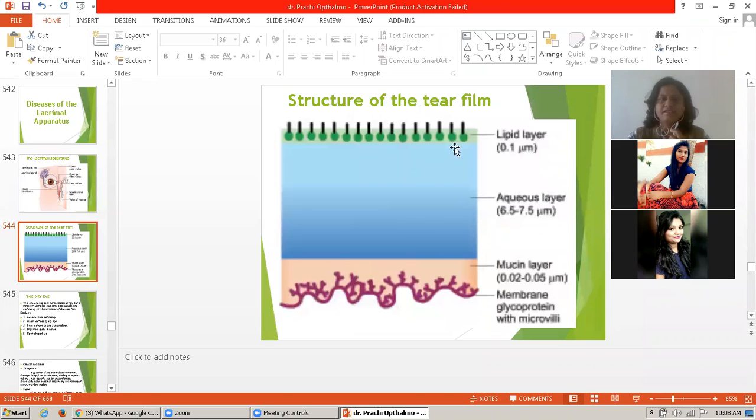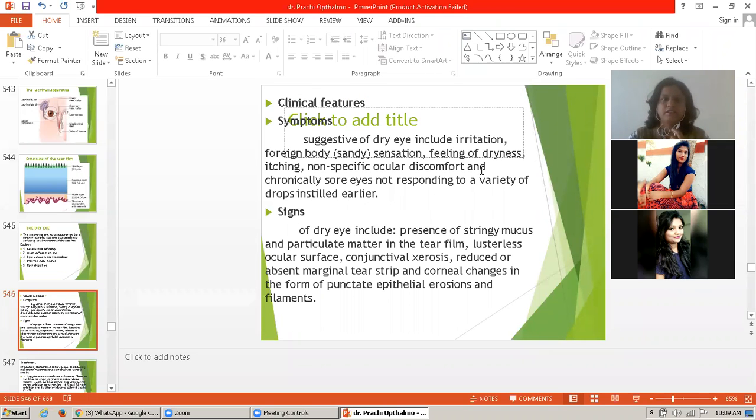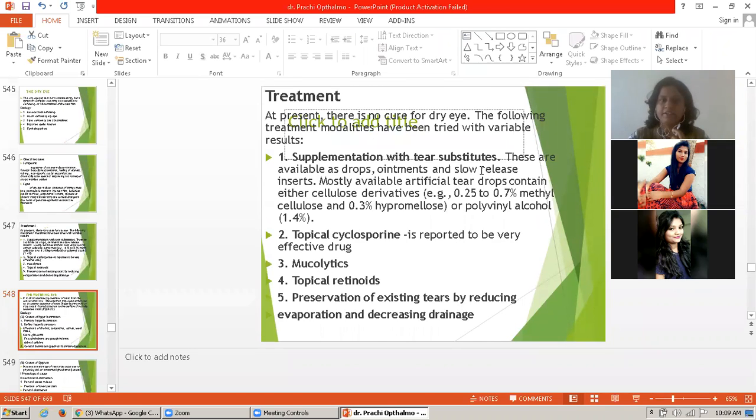So this is the structure of the tear film, that is a lipid layer, aqueous layer, mucin layer and membrane glycoprotein with the microvilli. Then we studied about dry eye. It is not a disease entity but a symptom complex occurring as a sequela to the deficiency or abnormalities of the tear film. Then its etiology, signs, symptoms and treatment.